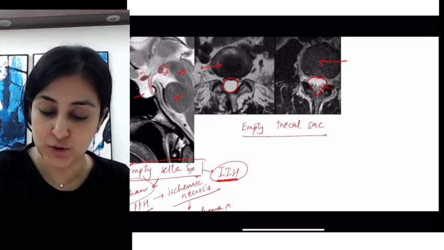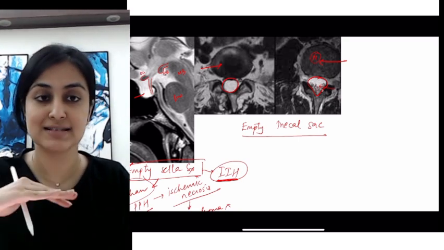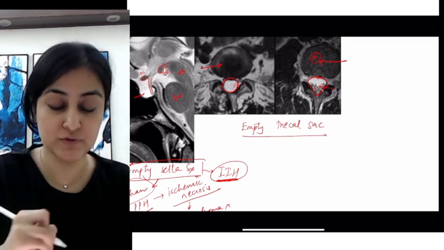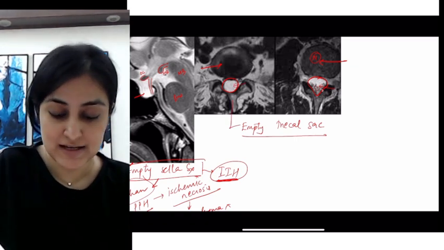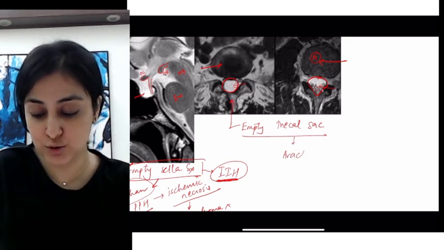This is what a normal cauda equina looks like, where you will see all the nerve roots on an axial section. But what is happening here? None of the nerve roots are visualized. So this is empty thecal sac, and this usually occurs in arachnoiditis.